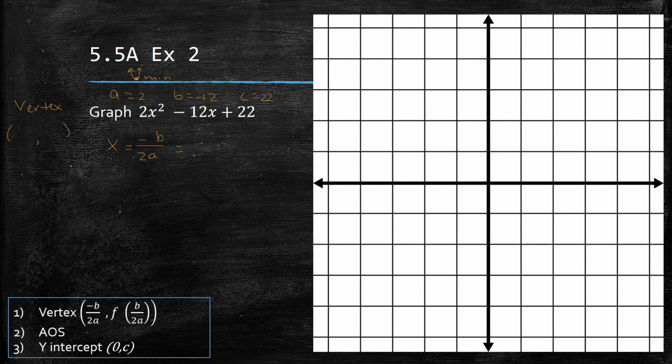Use your parentheses. Oops, that's negative 12 there. So we have negative b over 2 times a. b is negative 12. a is 2. Double negatives give you positive 12. 2 times 2 gives you 4. 3. Okay, so our x value for our vertex is 3. Now we're going to evaluate the function at 3. So we have 2x squared minus 12 times x plus 22. Plug in your values for x.